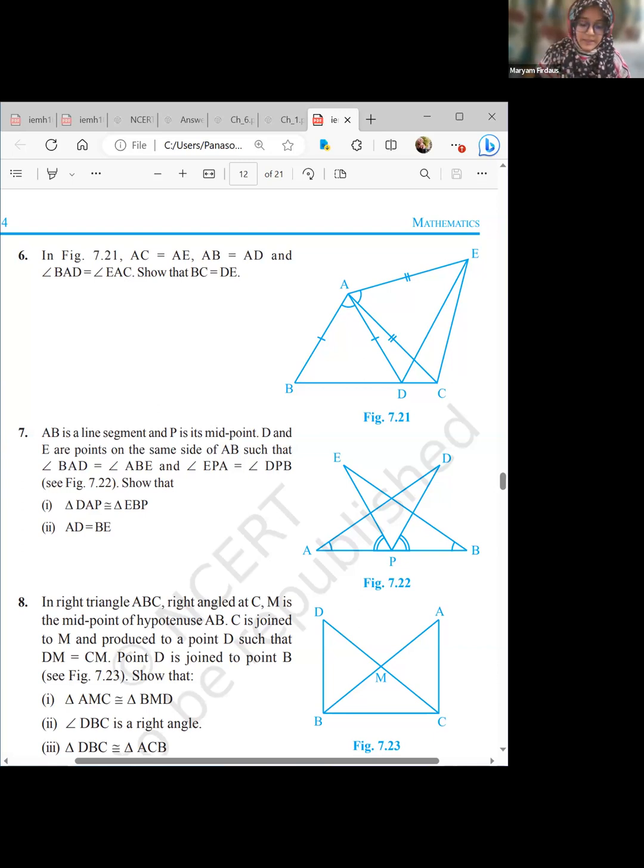Okay. So by these three things, what do we have? We have one angle, one side, and one angle. So what does that give us? Which rule is this? ASA congruency. Yes, by ASA congruency rule or ASA rule, triangle, we're just going to copy this thing, okay? Triangle DAP is congruent to triangle EBP. So this part here is done.